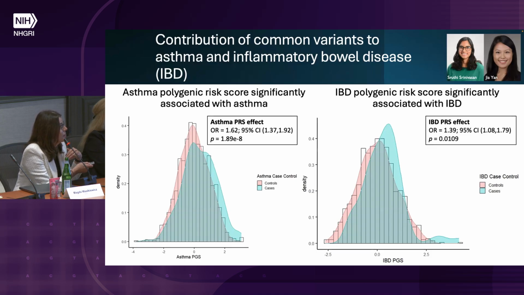And this is work completed actually by our ERDA under the supervision of Dr. Yan, and we were able to show that, for example, when we look at patients that have asthma and compare these patients with controls without asthma, although the effects are small, you can clearly see a shift, and the polygenic risk scores are higher for individuals that have the phenotype, and that's also true for inflammatory bowel diseases.